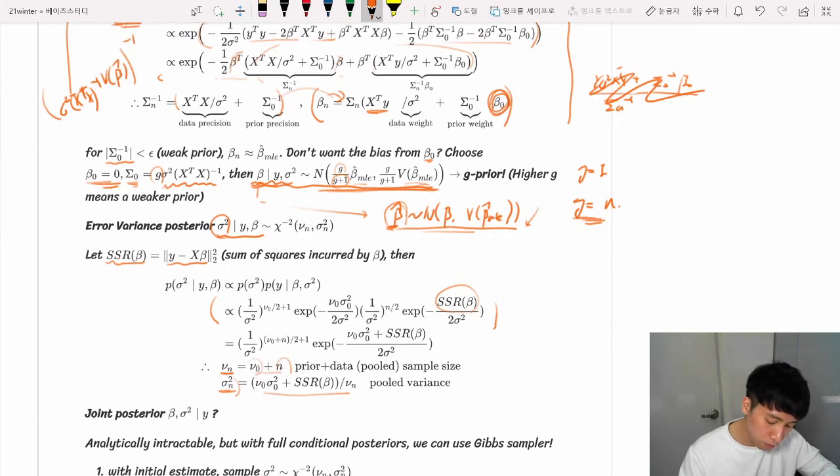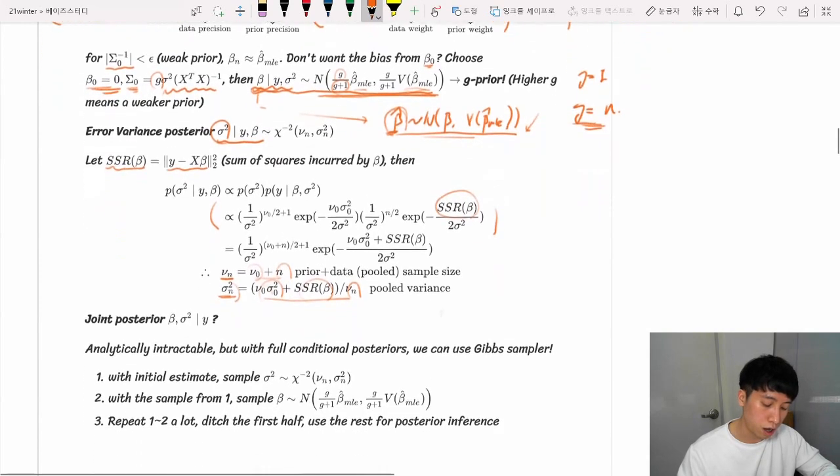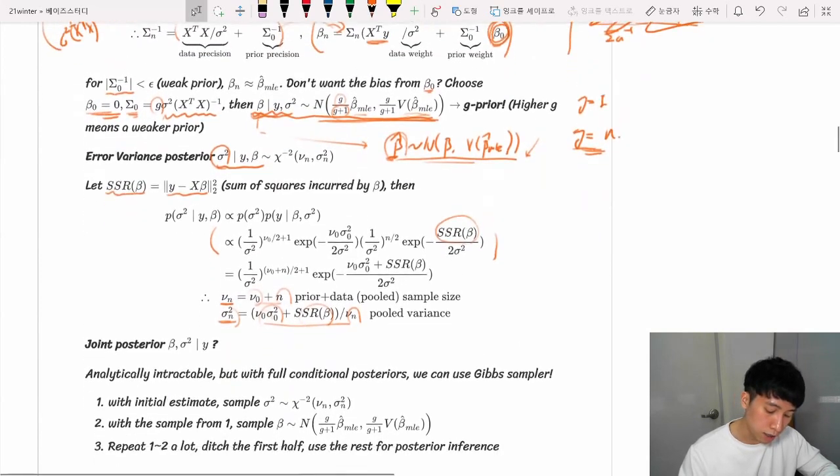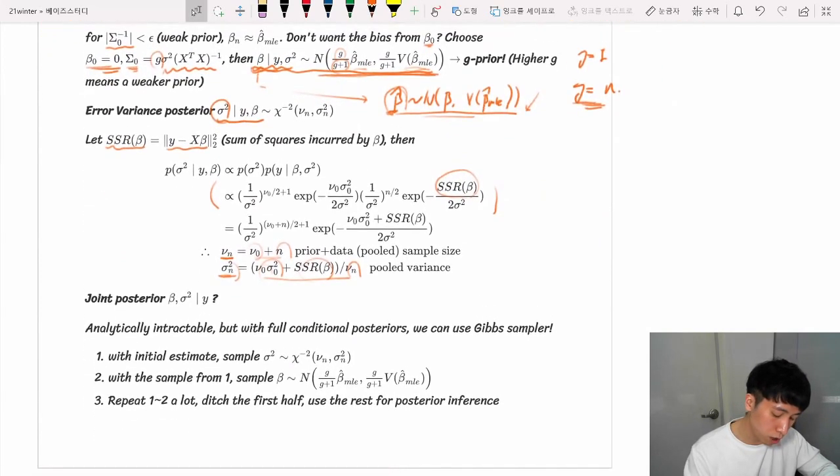Because the variance comes from the prior, the sum of residuals from the prior and the sum of residuals incurred by the data divided by the nu n, right? So that was easy, and now that we have the full conditional posteriors, we can do Gibbs sampling.